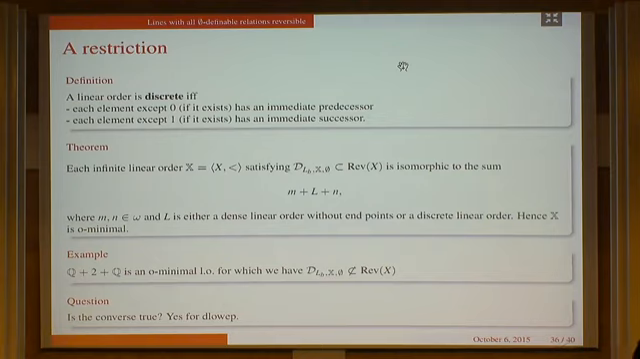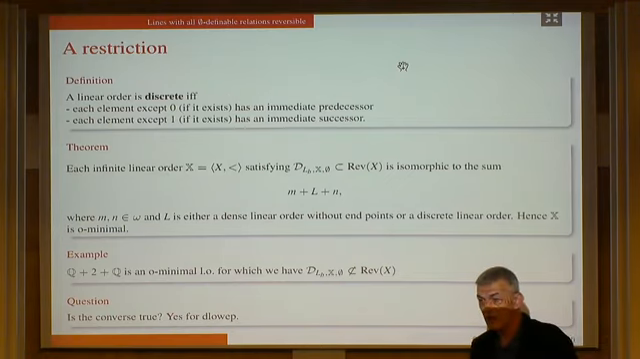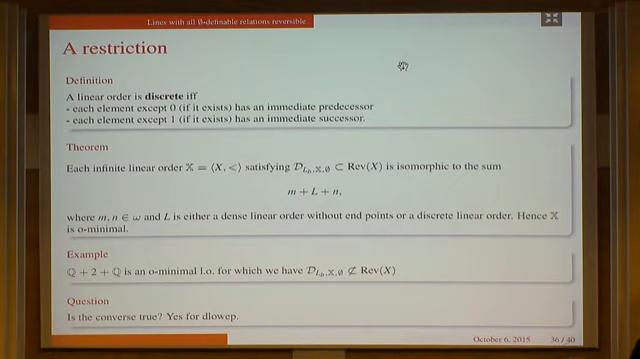Hence, such an order must be o-minimal. This is a result of Pillay and Steinhorn characterizing all minimal structures. They are finite sums of omega, omega star, omega plus omega star, or Q, and these summands, there is a finite sum of such elements, must be elementarily equivalent to some of these 5 orders. So this is all minimal structure.